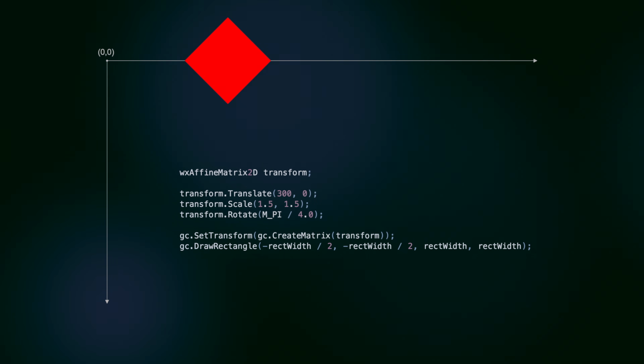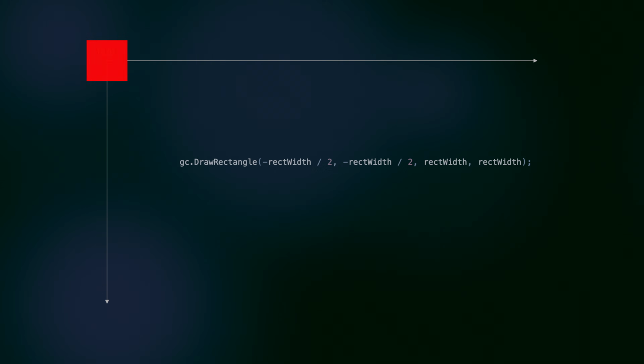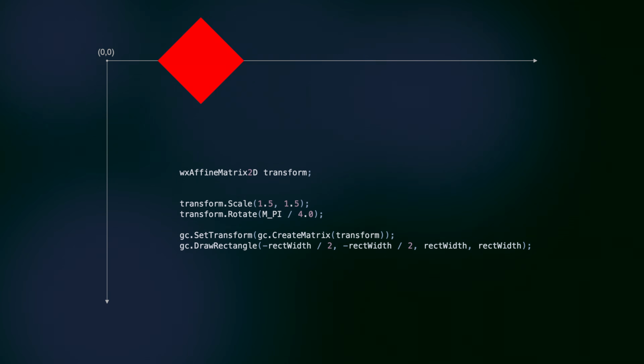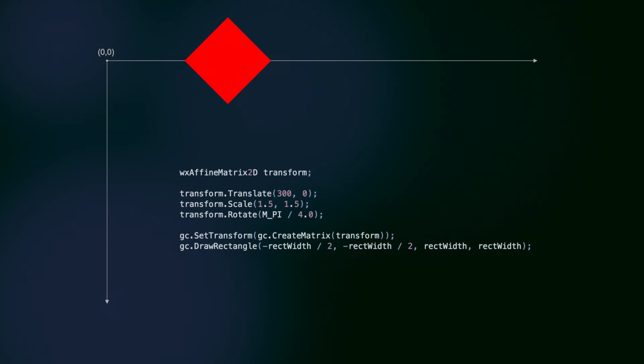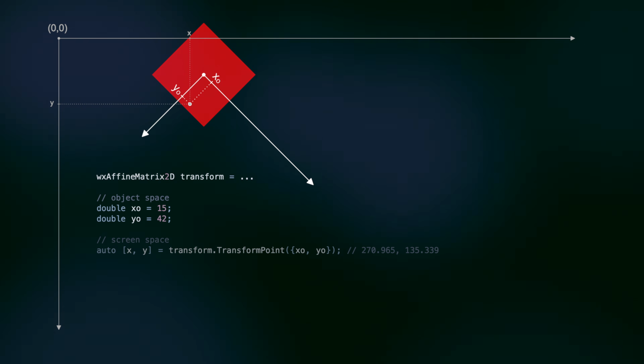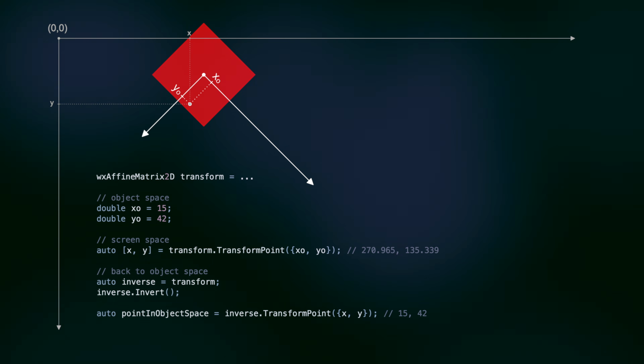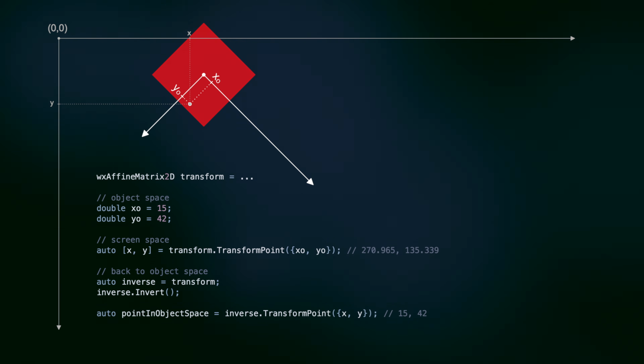One interpretation of this transformation chain is that the object will be rotated, scaled, and then moved on the screen. The transformation matrix and its inversion can be used to convert between various coordinate systems. By calling transform point on our transformation matrix, we can convert a point from the object to the screen space. We get the conversion in the opposing direction if you use the inverse transform.